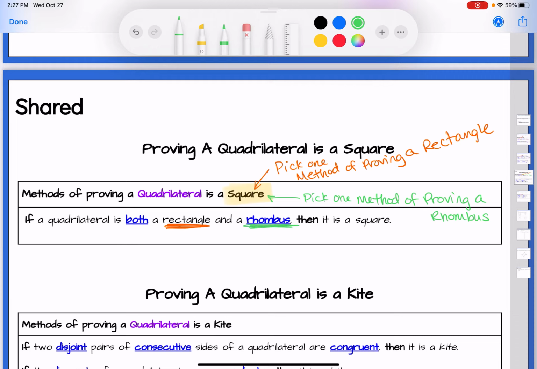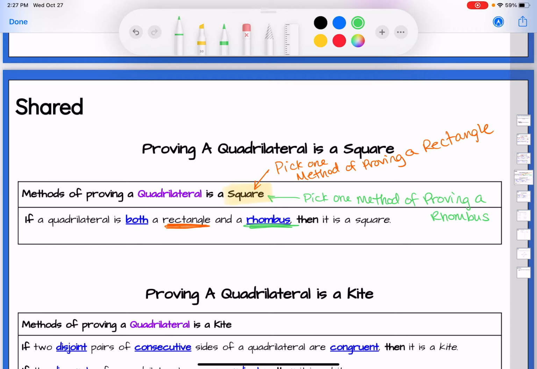So if you were going to write out a huge proof proving something as a square, right? Whatever method you're going to have, whether you prove it's a parallelogram first and pick one of those, or you start from scratch and you pick one of those, as soon as you say, okay, then this quadrilateral ABCD is a rectangle, using your reason, then you look at your list for a rhombus and you pick one of those methods, whether it starts as a parallelogram or doesn't, right? And you have a step that says ABCD is a rhombus with that reason.